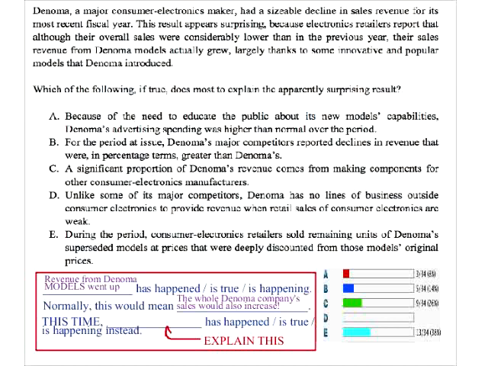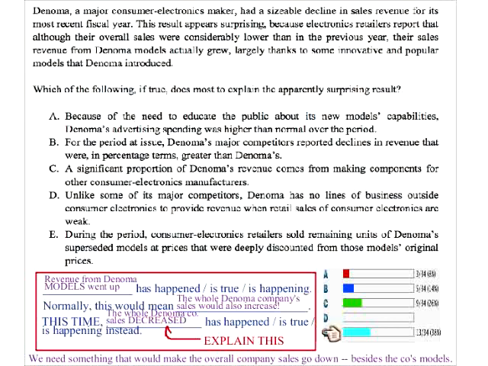However, what is happening this time is that the whole Denoma company sales decreased instead. So this is, ladies and gentlemen, what we have to explain. We need something that would make the overall company sales go down, even though their models sold more. Besides the company models, we just need something else that the company sells that went down, because it's not their models. We know that they sold more of their models.